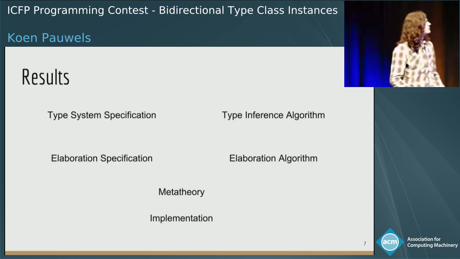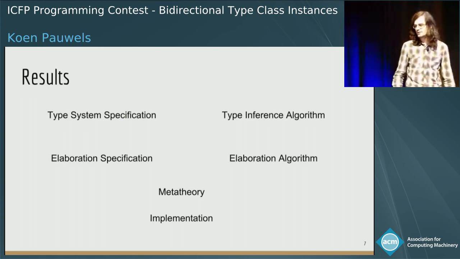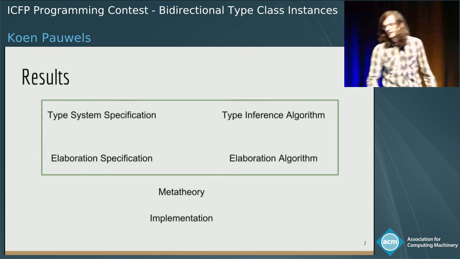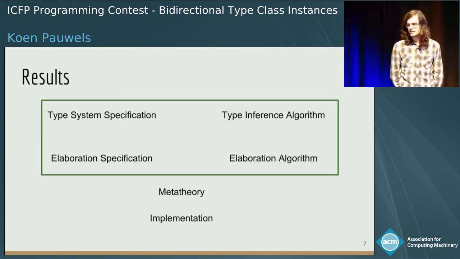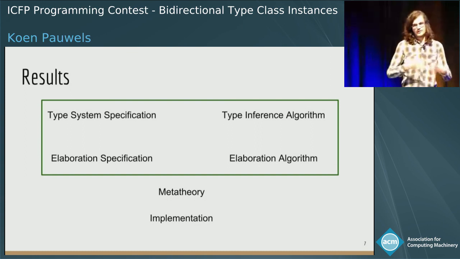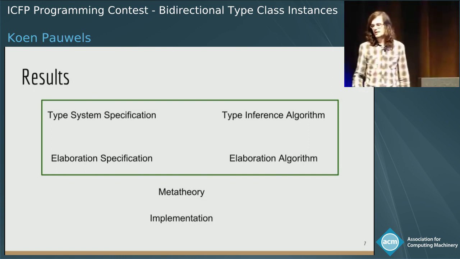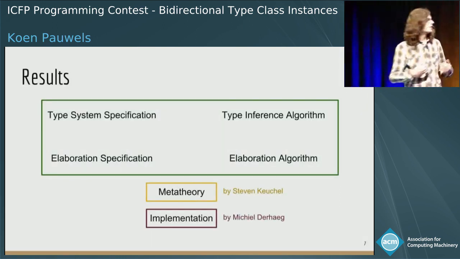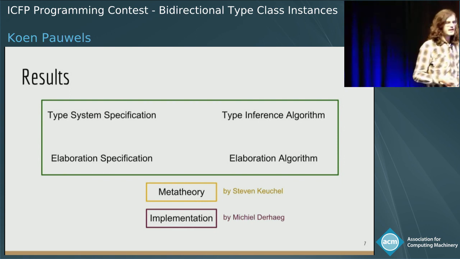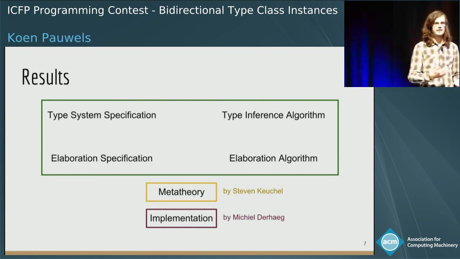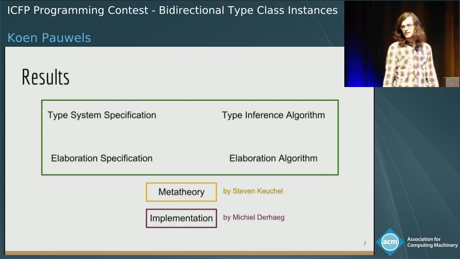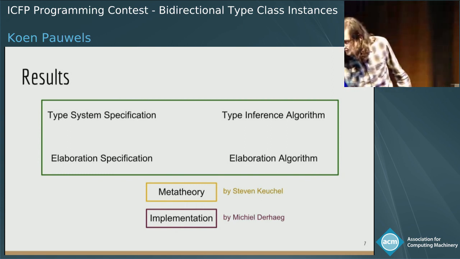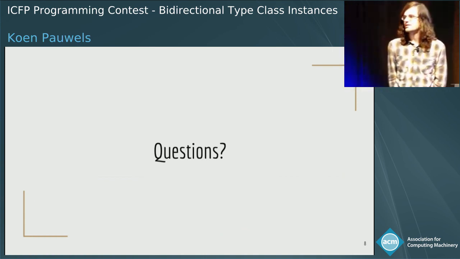To make concrete what exactly we've produced, I have provided a type system and elaboration specification and a type inference and elaboration algorithm, which are quite small extensions of the existing specifications and algorithms, which is nice. Colleagues of mine have worked on the meta theory and a prototype implementation in the prototype compiler at KU Leuven. And that's it. If there are any questions, I'll be happy to take them.